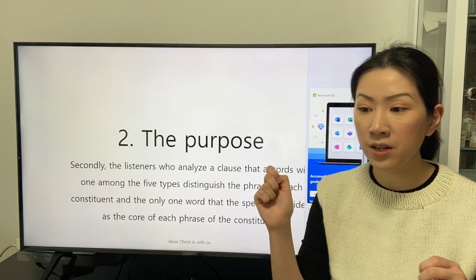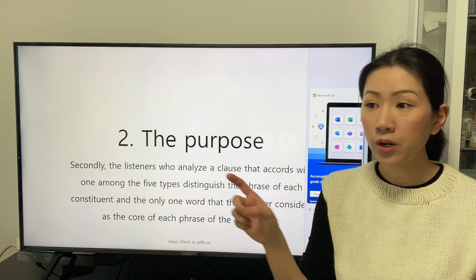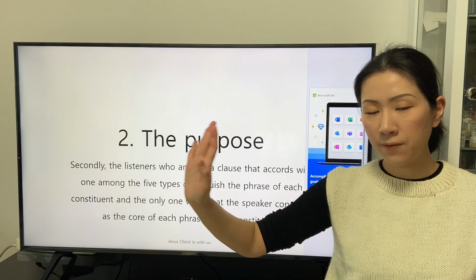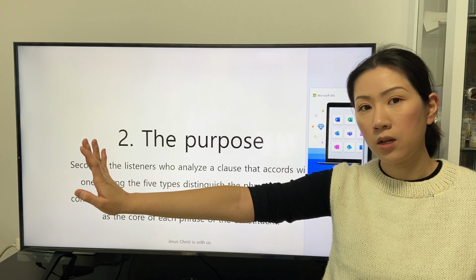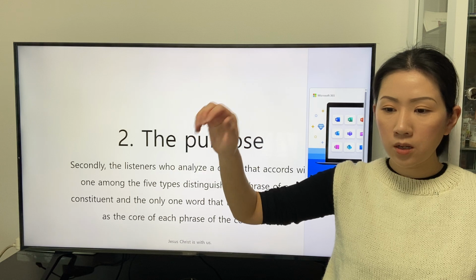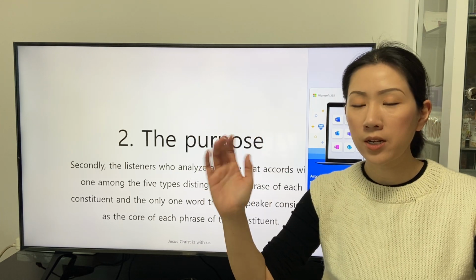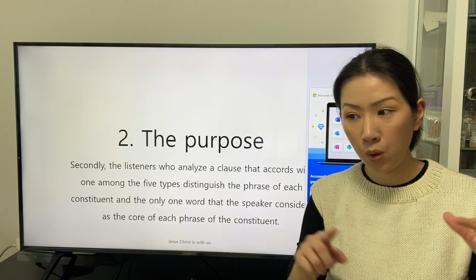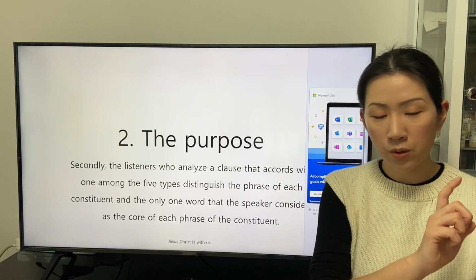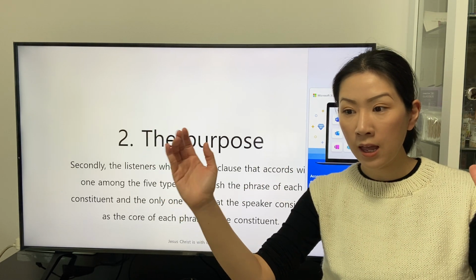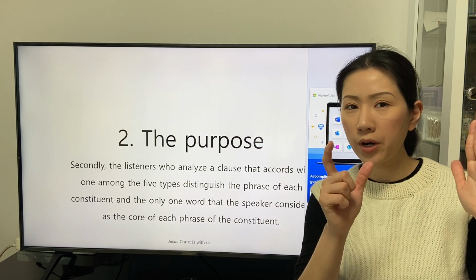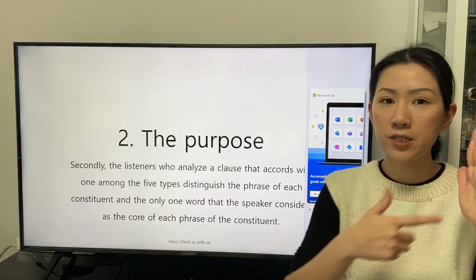Then we can find the noun after the other constituents of the clause were previously analyzed not to be included in the phrase of the noun. So we can easily recognize the phrase from this word to that word, and you can find the core noun in the phrase of the noun.